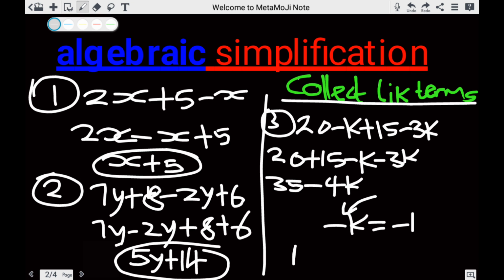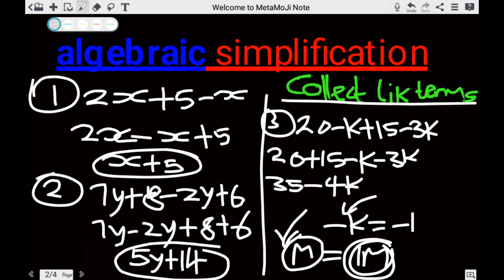For example, let's say m. What is the coefficient of this m? The coefficient of the m is 1. So m is the same thing as 1m. So just keep this concept in mind. So don't forget it, that m and 1m is the same.